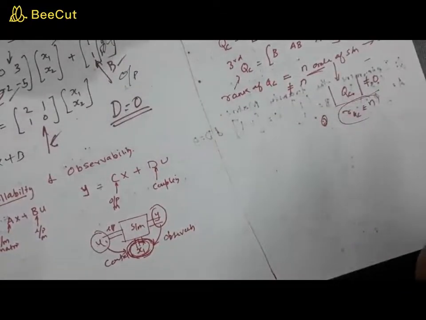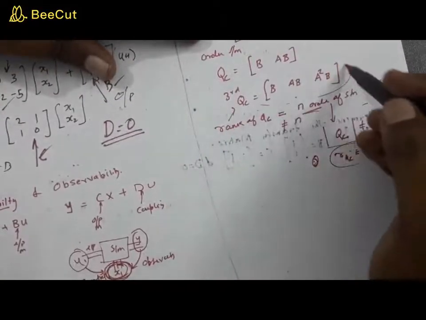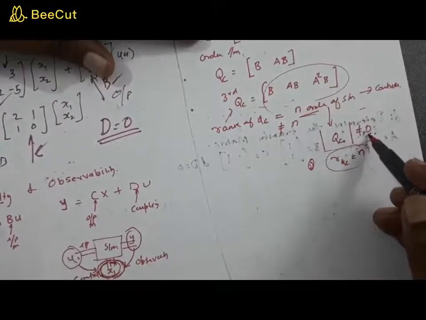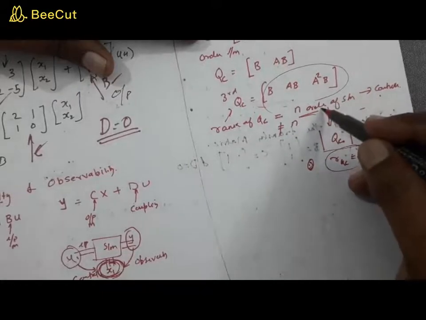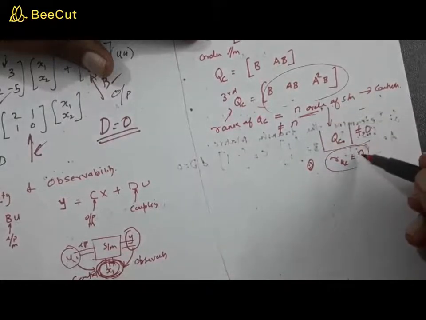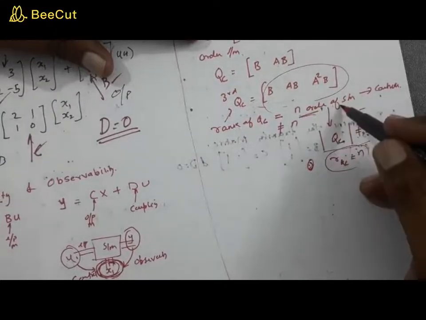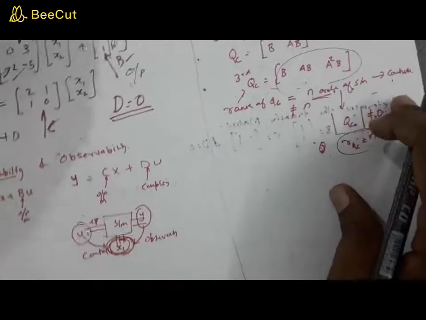Or in other words, you just need to prove whether the determinant of this QC is 0 or not. If it is not equal to 0, then it is controllable because the rank becomes equal to the order n of the system. And if it is equal to 0, meaning the rank is less than the order of the system, then the system is an uncontrollable system.